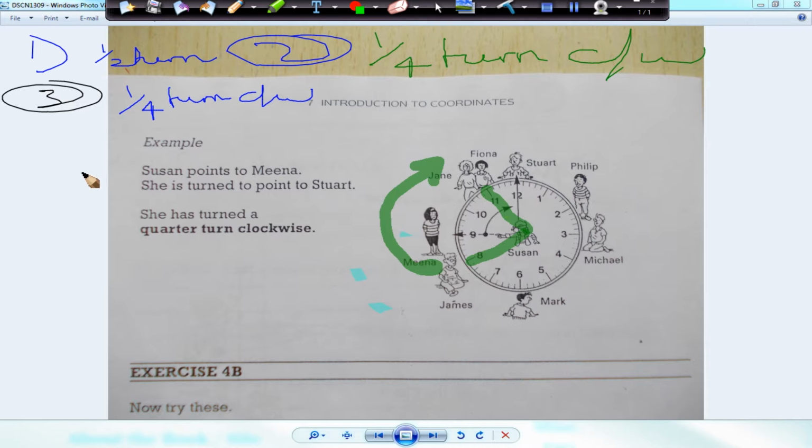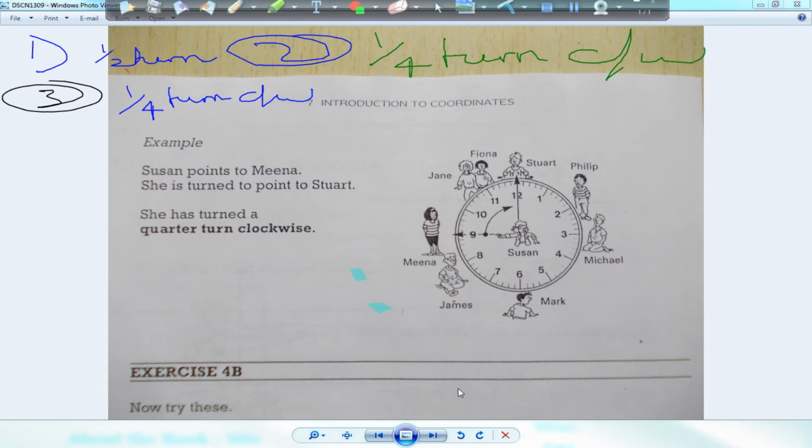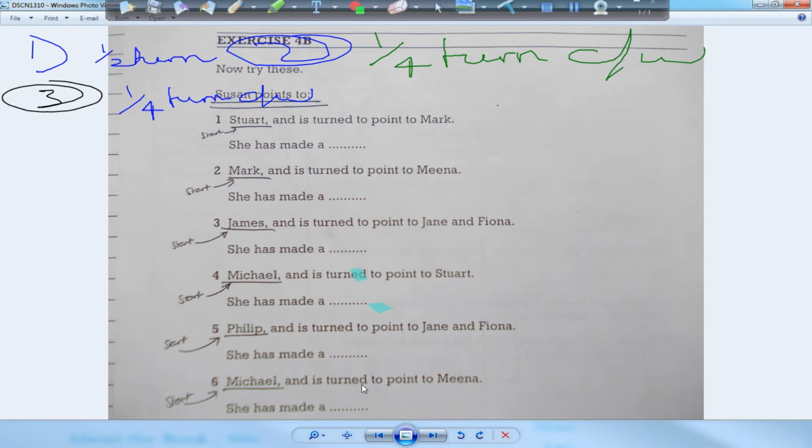Next question. Question number 4. Questions 4, 5 and 6 I want you to do now for me, please, folks. Off you go. Everybody else do numbers 4, 5 and 6. Questions 4, 5 and 6, folks, for everybody to try now.